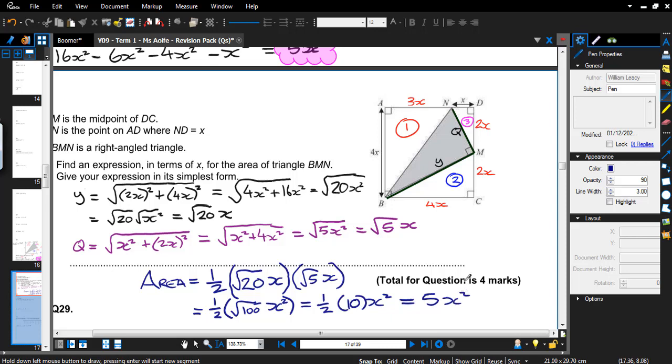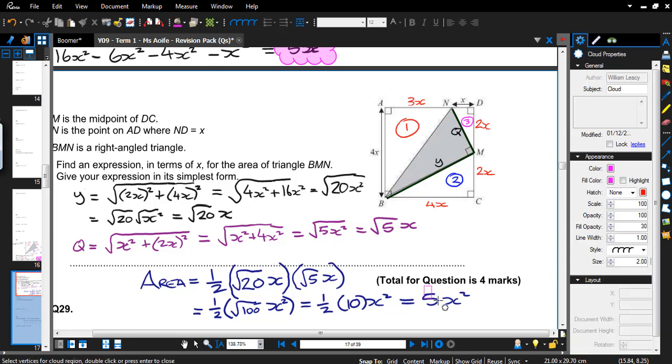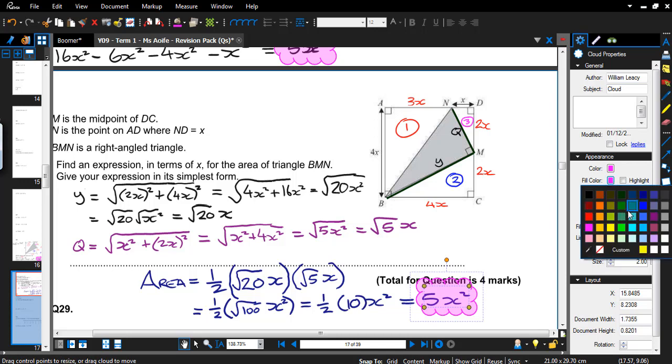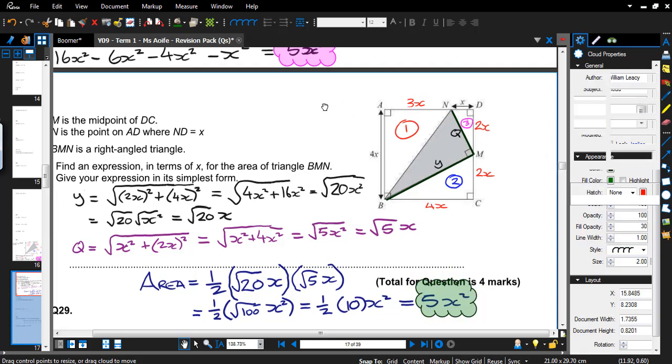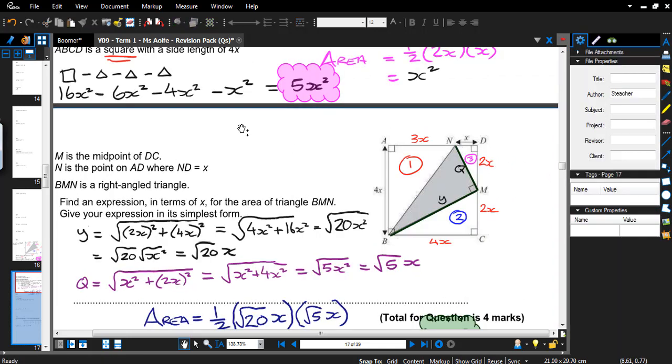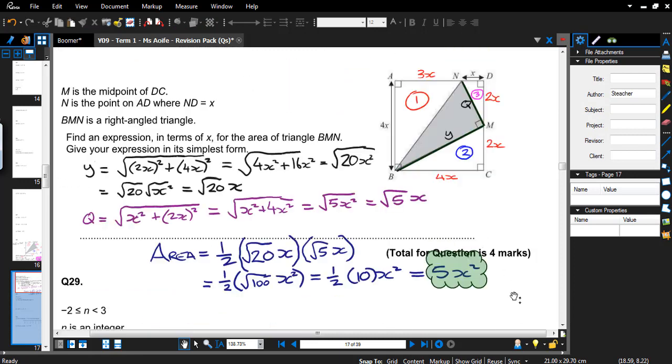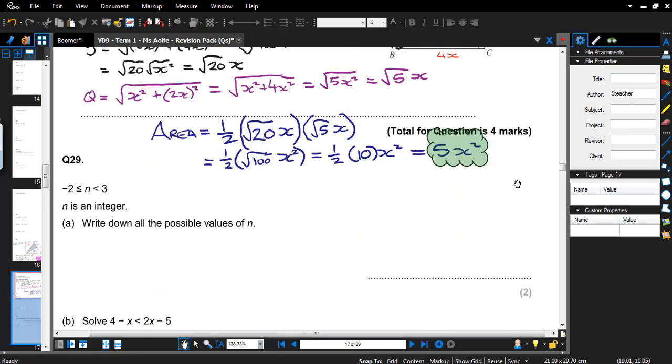That's it. Cloud it just to show that it is right. And when you go back, you'll find that that is the right answer, because up here, we also had 5x squared when we did it the other way. So you can do it either way. The second way is a lot harder, but it's a lot more interesting too.